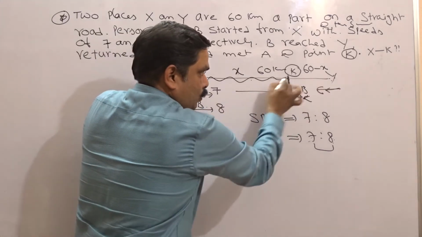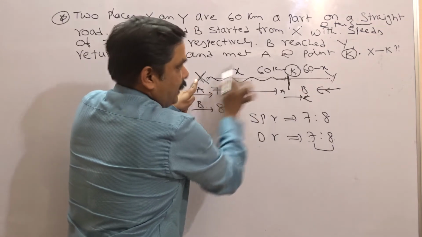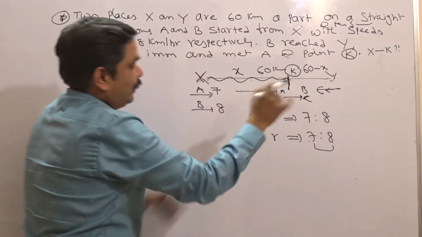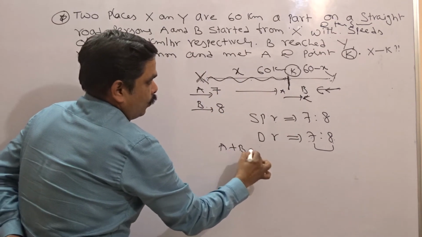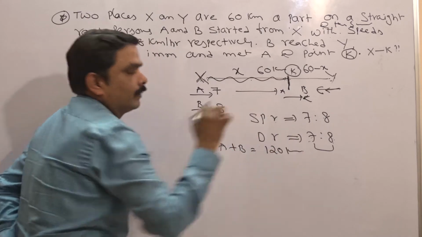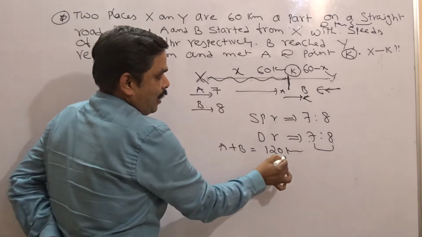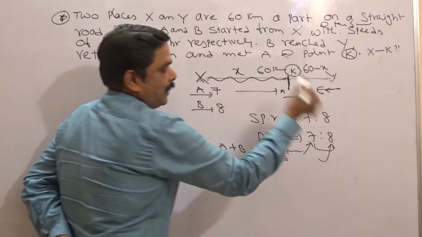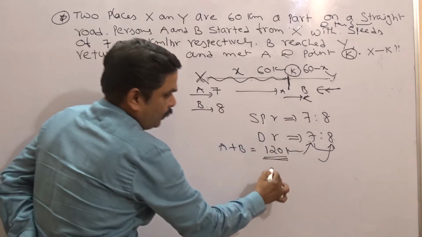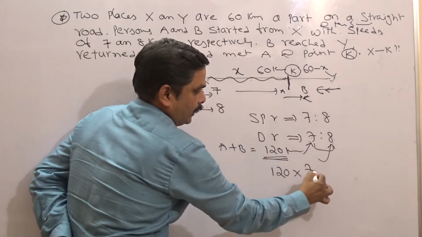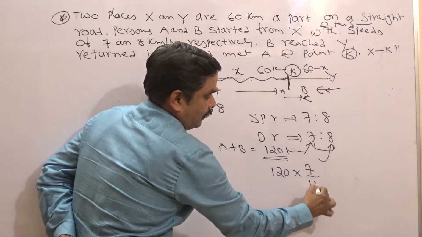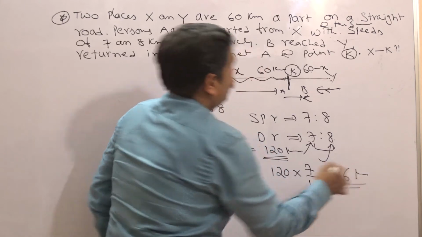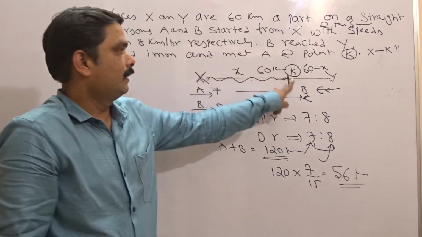Then B covered this one 2 times, meaning A covered this distance, B covered this distance, and B covered this one 2 times. Altogether A and B traveled 120 kilometers. Now the simplest way: in this 120 kilometers, 7 parts are traveled by A and 8 parts are traveled by B. Now 120 into 7 by (7 plus 8), 15. My answer is going to be 56 kilometers, the distance between X and K.